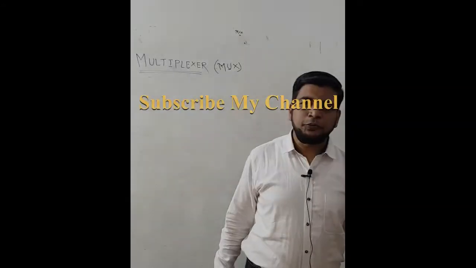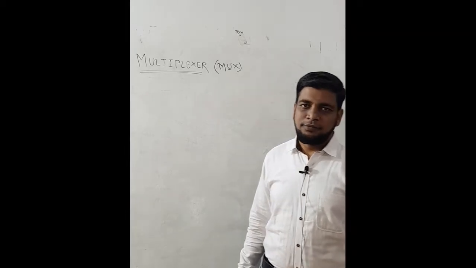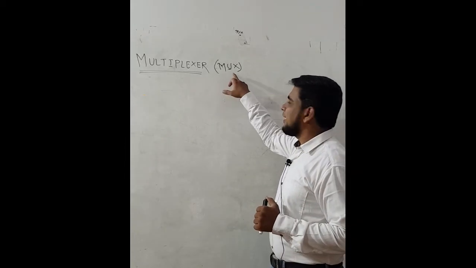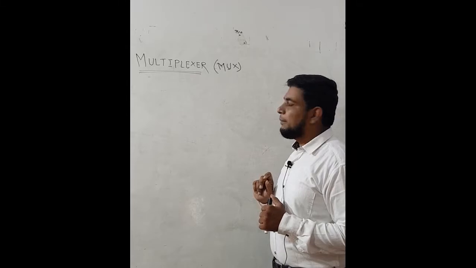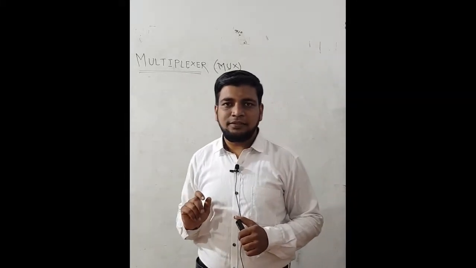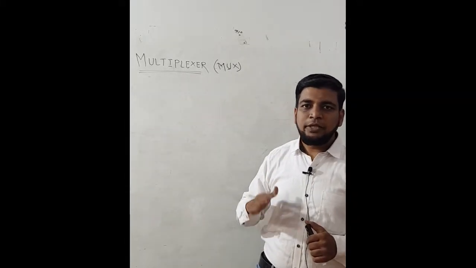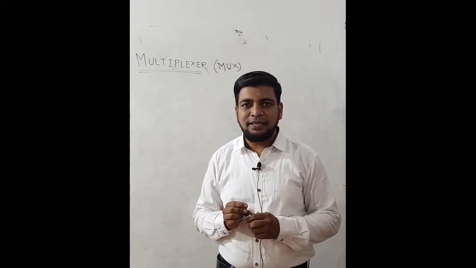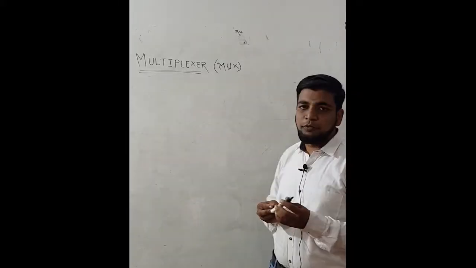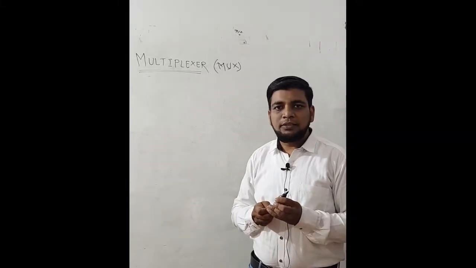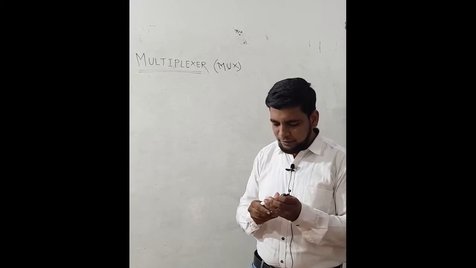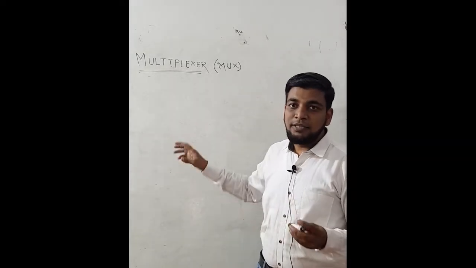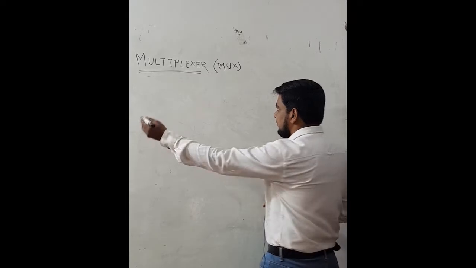In this session we are going to study the multiplexer, which is also called a mux. A multiplexer is nothing but a data selector which selects the input and gives the output with the help of a select line. A multiplexer has many inputs, one output, and the output is selected with the help of a select line. First we will study the logic diagram of a multiplexer.